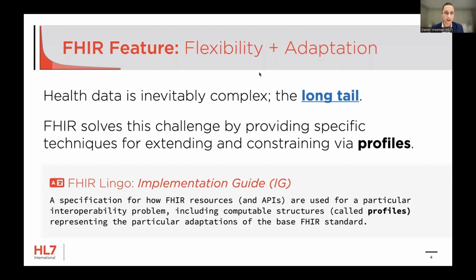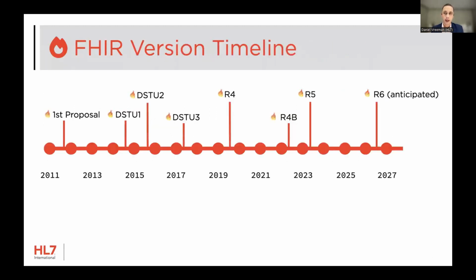And I defined here for you implementation guide just because the words may seem to make sense, but it means something very specific in FHIR. It's a specification for how those different FHIR resources and the API interactions or operations are used for a particular interoperability problem. And it includes computable structures, those things that we call profiles, for representing the particular adaptations of the base FHIR standard.